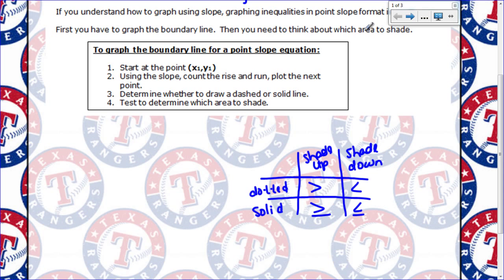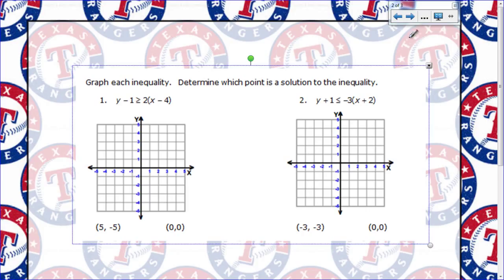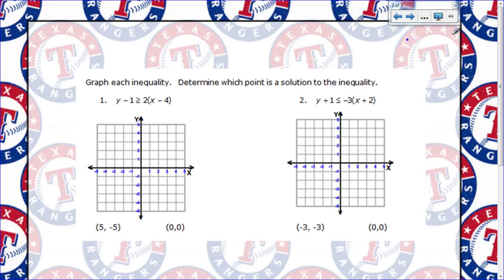So let's practice. We are only going to end up doing the front side of your notes. The back side's going to stay empty. I'm only going to do 4 examples because I feel like that will be enough for you to understand. So number 1 and 2, first of all, it says to graph it. Then it says determine which point is a solution. So we're going to graph it, and then there are these points down here, and we have to decide which one is the answer or falls into the shaded region.